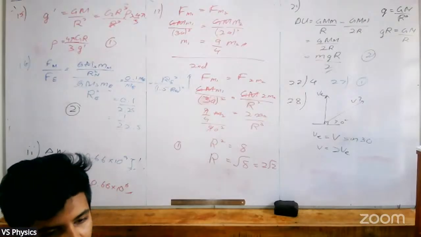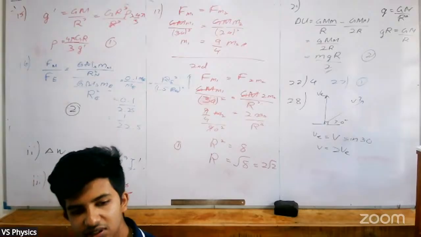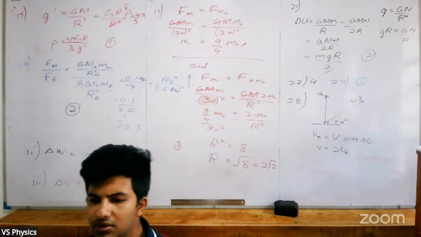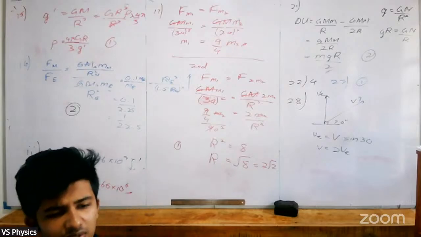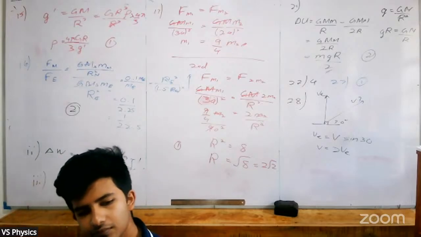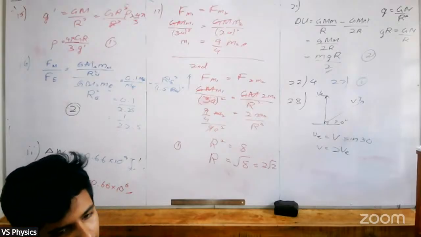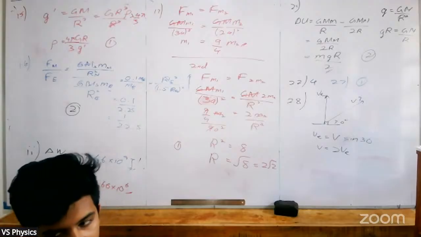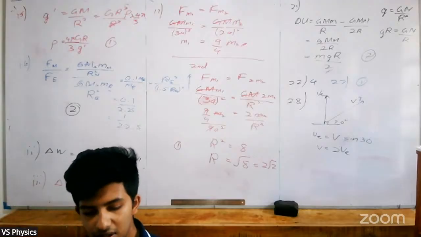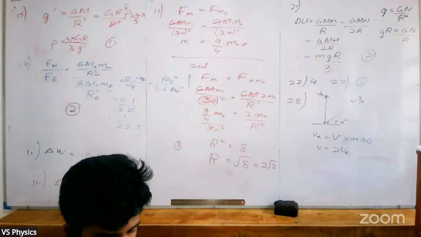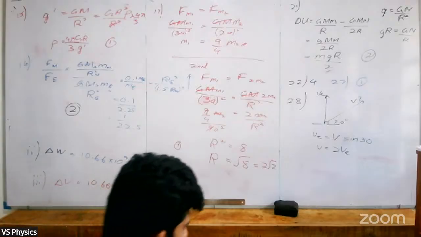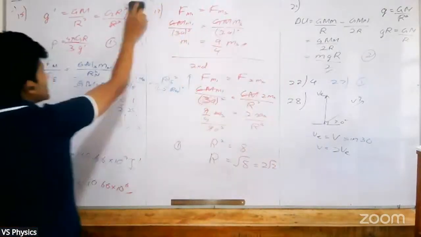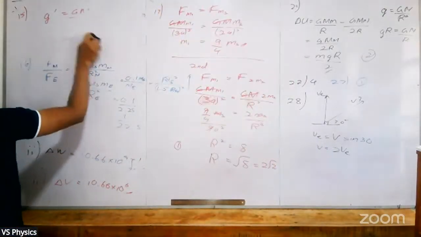The escape velocity of a body at height h from the surface of the Earth will be? R is the radius of the planet. g is the gravitational acceleration on the surface. Let's see, 28, 29. We'll erase this part.